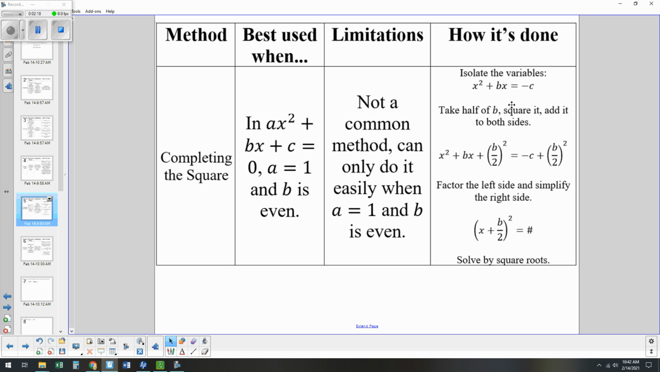The way to do this is we would isolate the variables. We'd get all of the variables on one side, the number on the other. We take half of b, square it, and add it to both sides, and then we factor the left side, simplify the right, and then it becomes a square root problem.